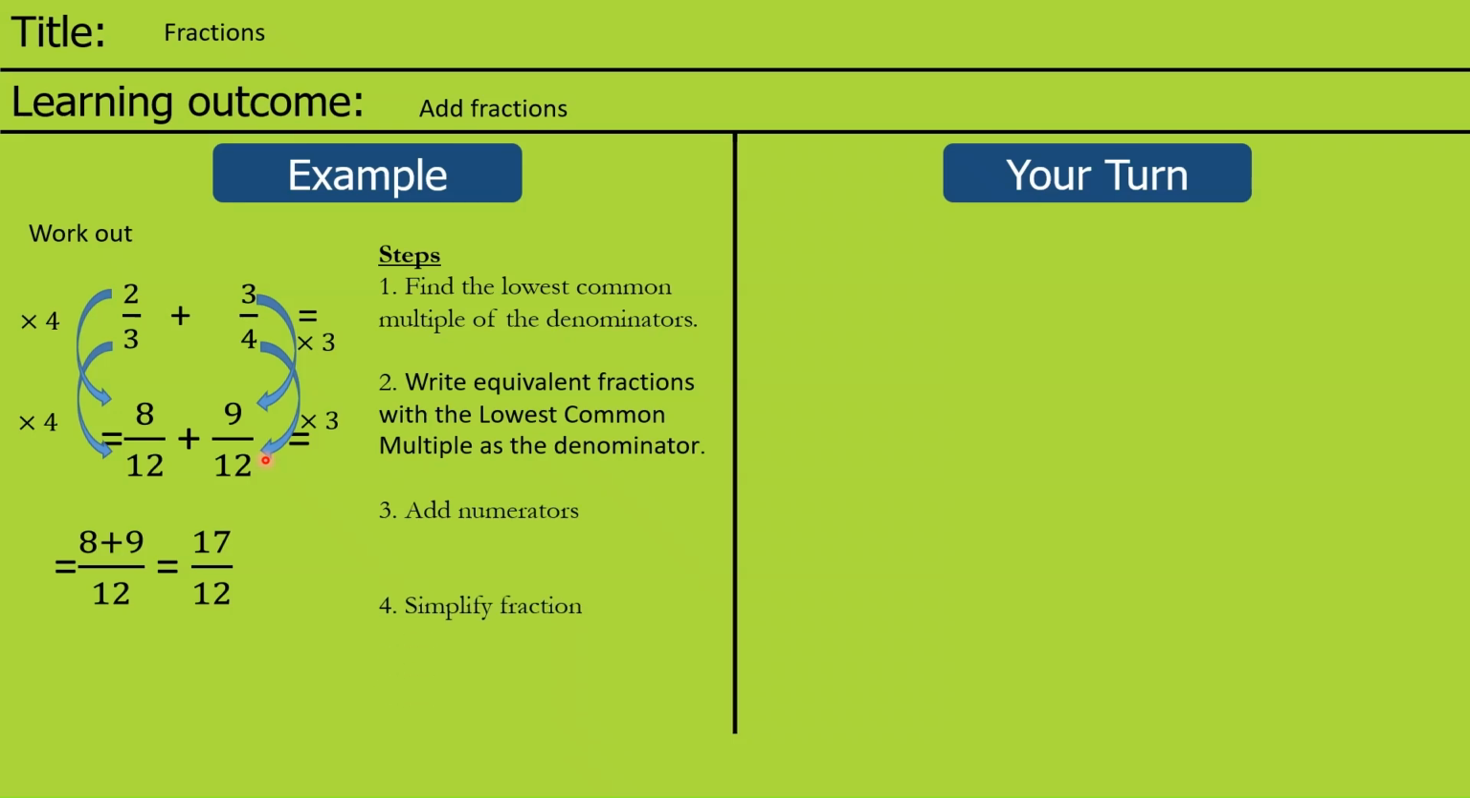Now I want you to write as a mixed number. 12 goes into 17 one time, and there's a remainder of 5 out of 12. Now you can pause this video and give this question a try.